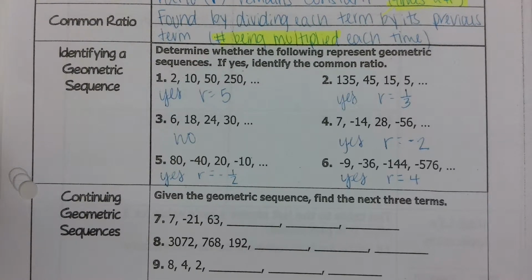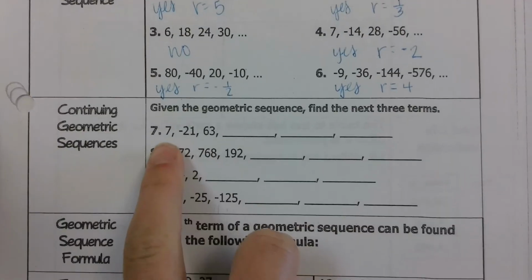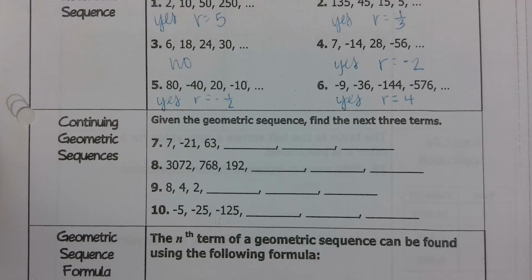So the next section, we're just completing that sequence. So you've got to figure out what they're doing and then do it 3 more times. So from 7 to negative 21, what did they do? Times by negative 3, so 63 times negative 3. What do we get?